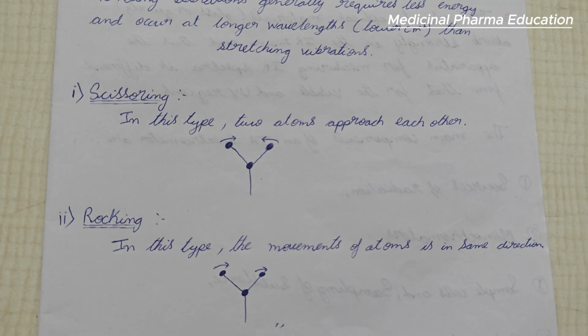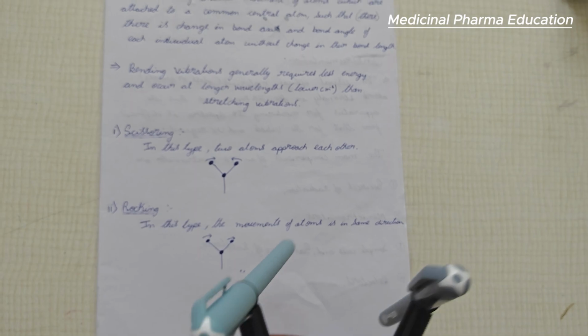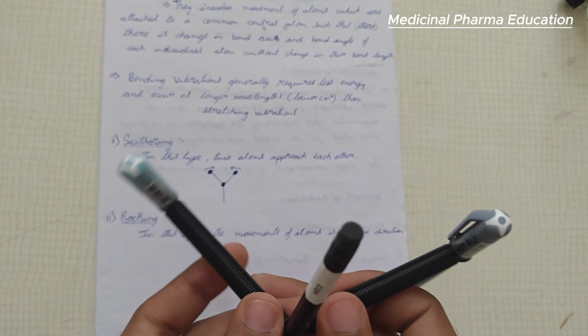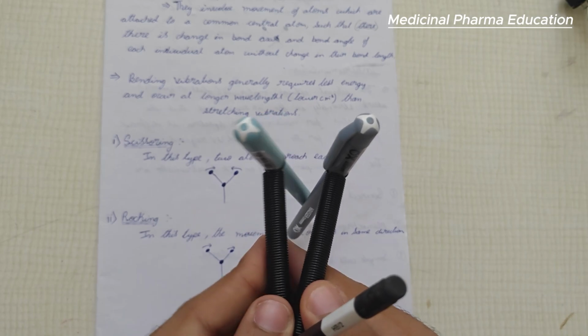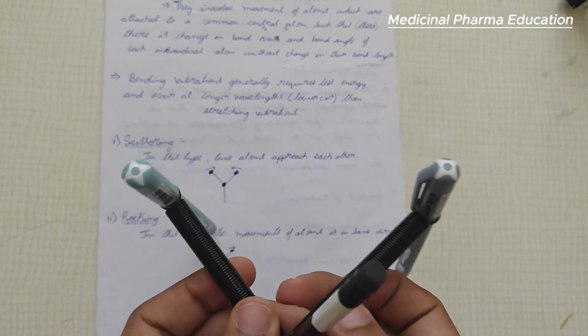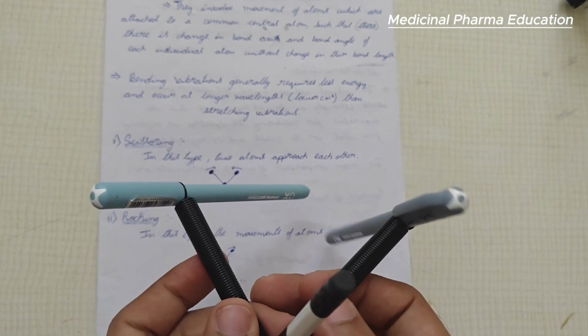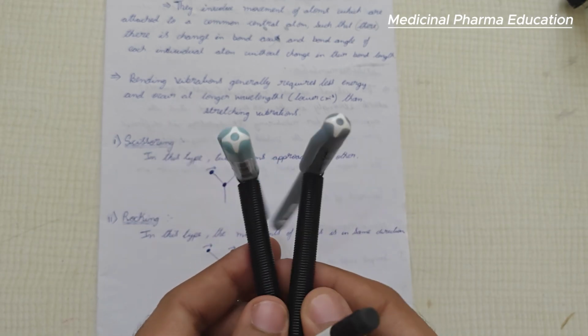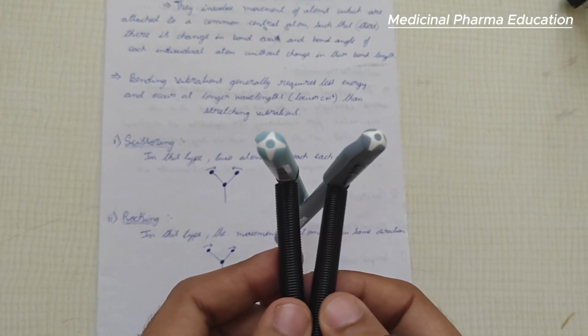See, scissoring is nothing but, if the pencil is the nucleus, the atoms are moving towards each other. This is scissoring. So it is called scissoring. They are moving towards each other. Okay, this is scissoring. That's why the name is scissoring.